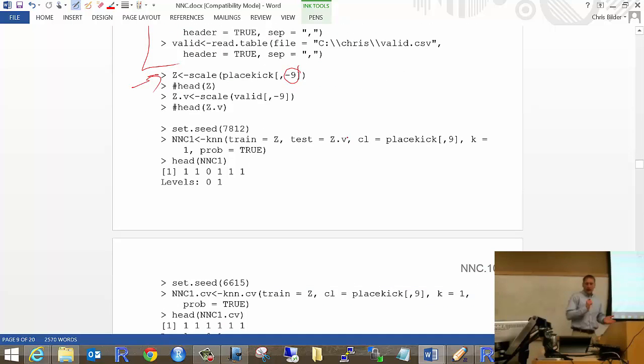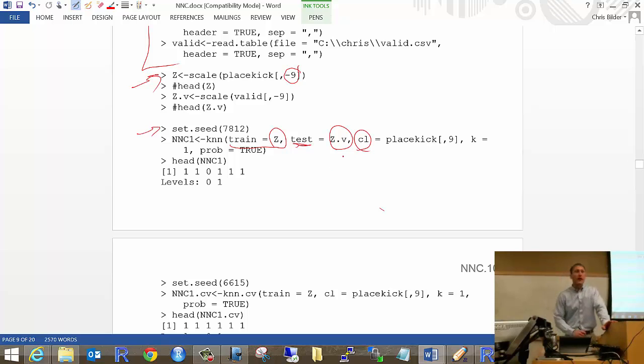Okay. The first thing I'm going to do is use the KNN function. Now, I'm not going to try to classify the observations in the place-kick data set itself. Instead, I'm going to use it with the validation data set. So first of all, I set a seed number so I can reproduce my results. My training data set is in Z, which is my standardized values for the place kick data frame. And then my test data set is Z.V, which is my standardized values from the validation data set.